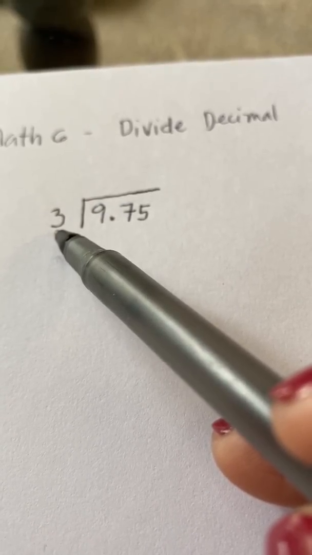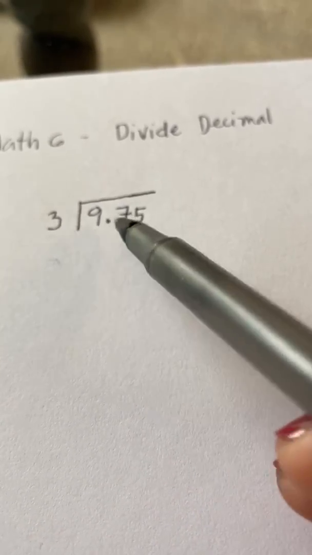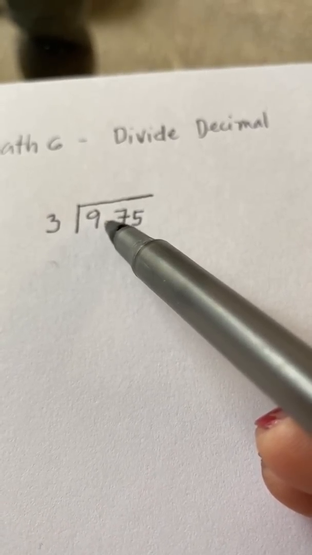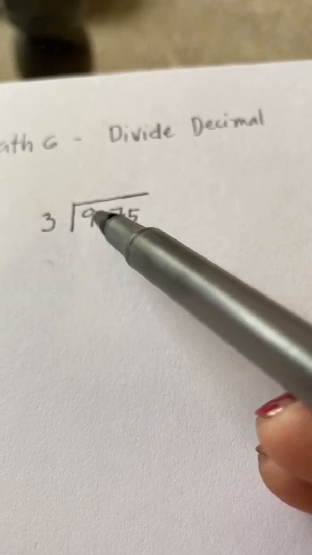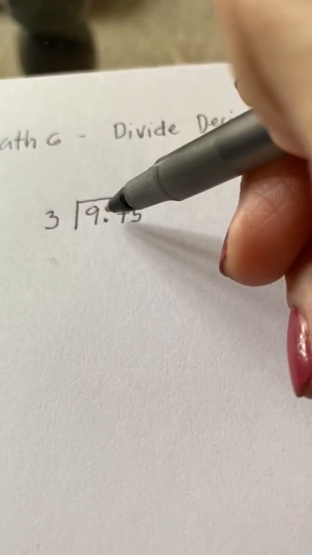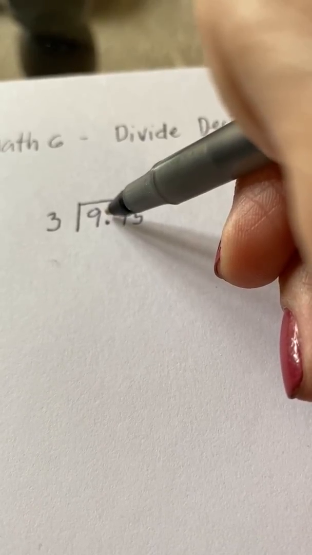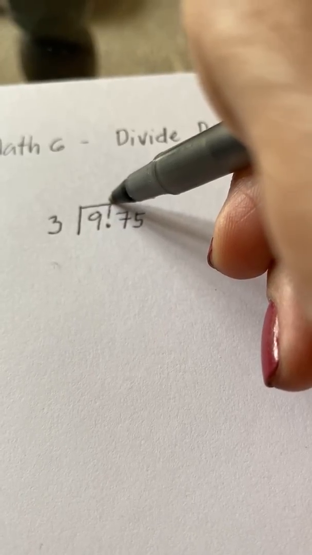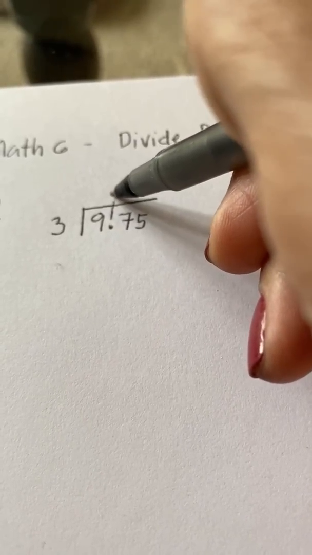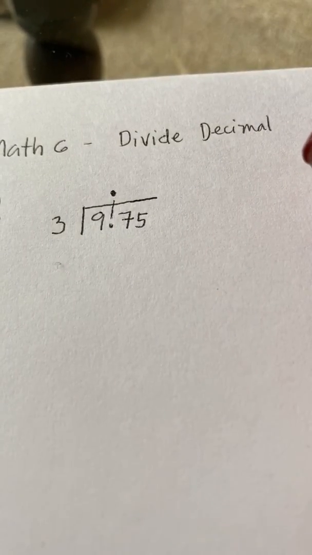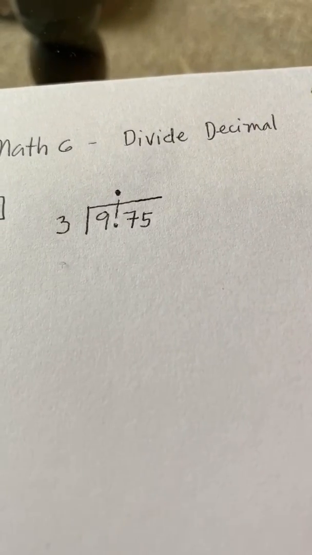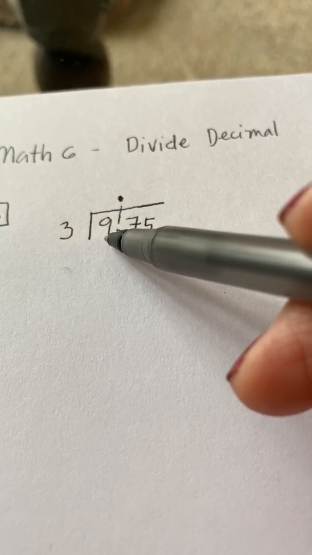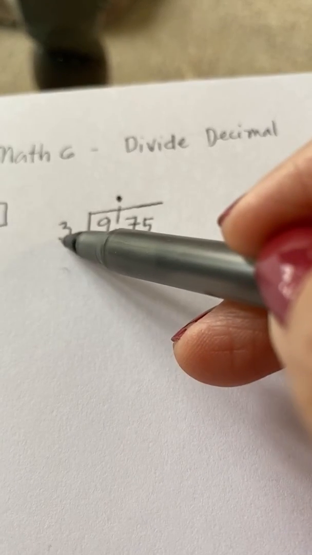3 is our divisor. Now, the first thing that we have to do is to relocate our decimal point. To relocate just means that you have to put your decimal point straight up above the numbers. So not on the right, not on the left, but it should be straight up there. That's the first step. The next step now is to divide each digit by the divisor.